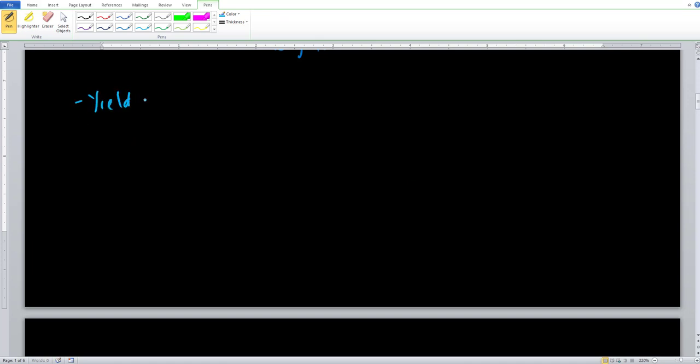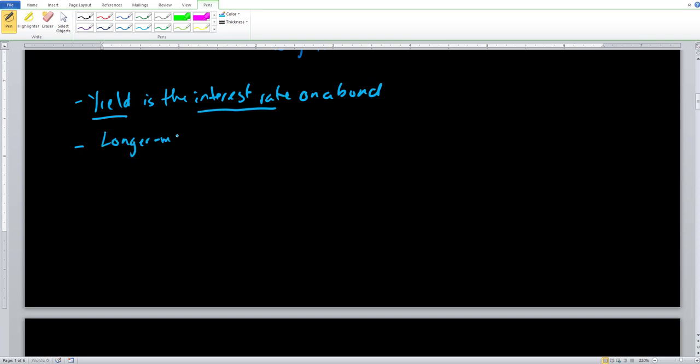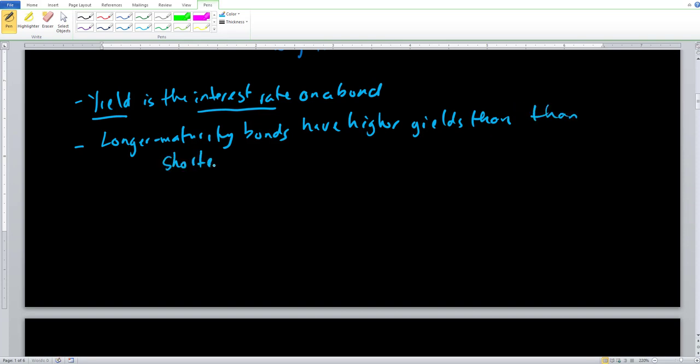First, we want to notice that the yield is the interest rate on a bond. Yield is just a really fancy way of saying what is the interest rate or return that you get on a particular bond. The higher the yield, the more return that you're going to get. And as we noticed with the yield curve, there should be a positive relationship between the maturity and yield. Longer maturity bonds have higher yields than shorter maturity bonds. The longer you're locking your money away, the higher the yield should be. That's just according to the relationship that we saw in terms of the yield curve.